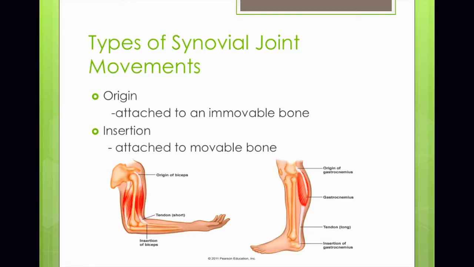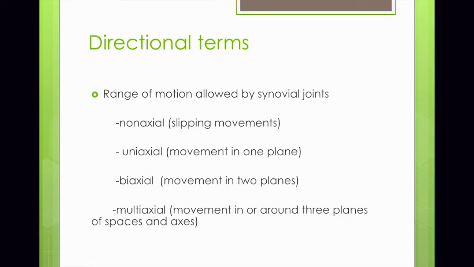Types of synovial movements. Origin is attached to an immovable bone, while the insertion is attached to a movable bone. Below are examples of an origin and insertion. Directional terms. Range of motion allowed by synovial joints. Non-axial or slipping movements. Uniaxial, movement in one plane. Biaxial, movement in two planes, or multiaxial, movement in or around three planes of space and axes.